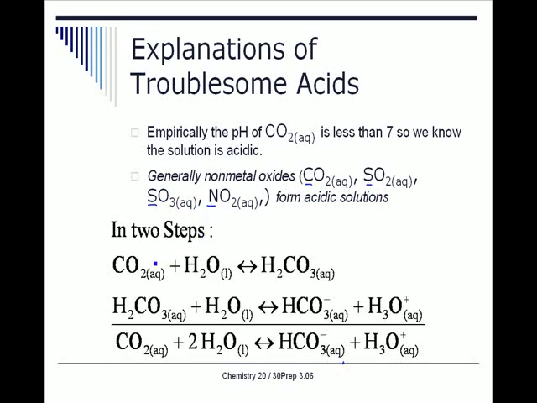So here's how we explain it. We are going to explain it in 2 steps. The first step is they can't by themselves donate a hydrogen. So we know there's no hydrogen in our carbon dioxide to give to the water. So we can't make hydronium directly, but the first step for all of these is basically put all of your atoms together into one compound.